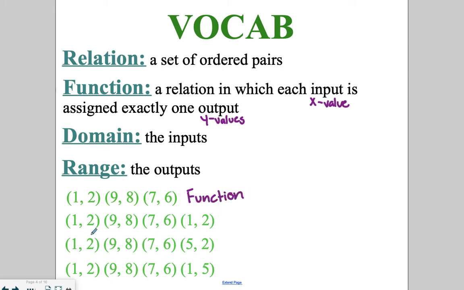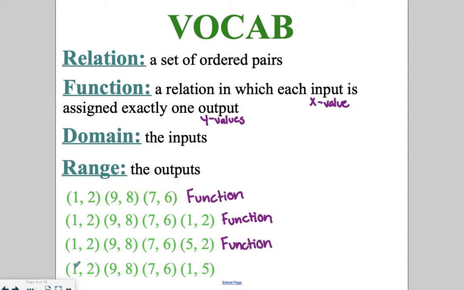Looking at the second one, we've got 1 goes with 2, 9 goes with 8, 7 goes with 6, and 1 goes with 2. 1 and 2 show up twice, but it's the exact same thing, so it is still a function. For the third one, 1 goes with 2, 5 goes with 8, 7 goes with 6, and 5 goes with 2. Each x has its own answer, so this is also a function. It is okay for two different x's to have the same y value.